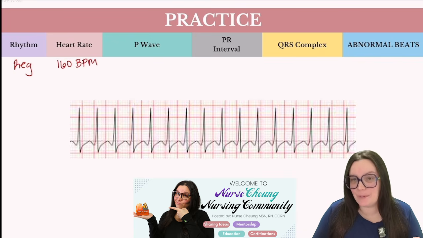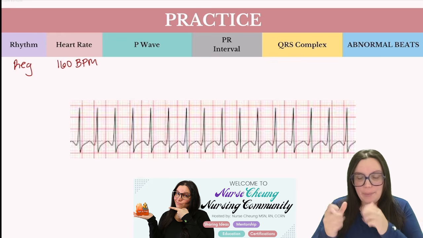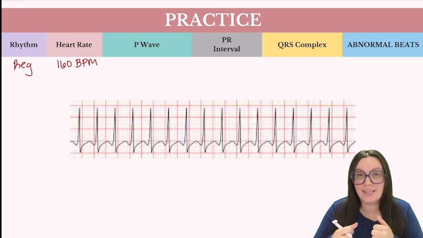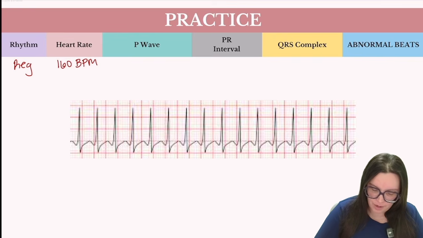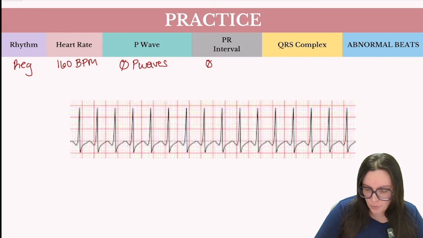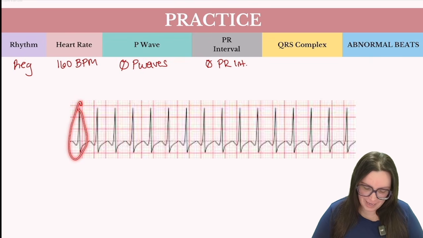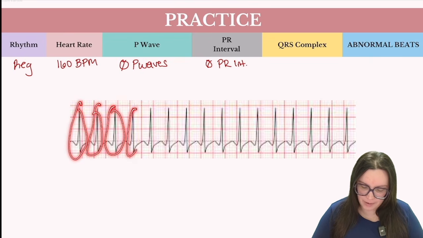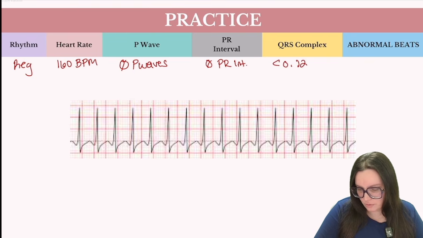So do we see any P waves? Well, what's happening here is that the ventricular rate is happening at such a fast rate that we're not going to be able to see distinguishable P waves when it comes to this rhythm. So no, we do not have any P waves, and because we don't have P waves, we're also not going to be able to measure our PR interval. So is our QRS complex narrow and normal or big, wide, and ugly? In this case, it's very, very narrow, right? We're able to see that it's going to be less than 0.12 seconds.